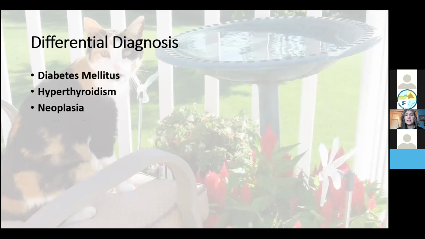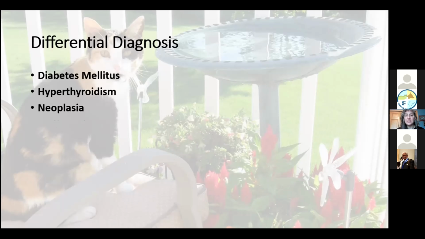Differential diagnosis. This is certainly not an exhaustive list. I've just listed probably the most three common that I see, which are diabetes mellitus, which certainly does cause polyuria, polydipsia, weight loss, and lethargy and vomiting.